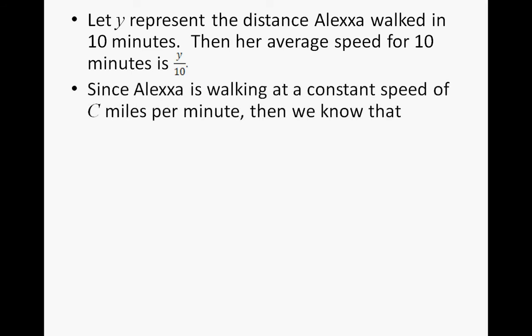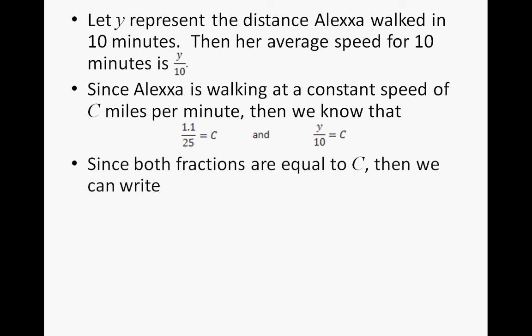Since Alexa is walking at a constant speed of c miles per minute, then we know that 1.1 divided by 25 is equal to c, and we know that y divided by 10 is equal to c. Since both fractions are equal to c, then we can write, using substitution, that 1.1 divided by 25 is equal to y divided by 10.